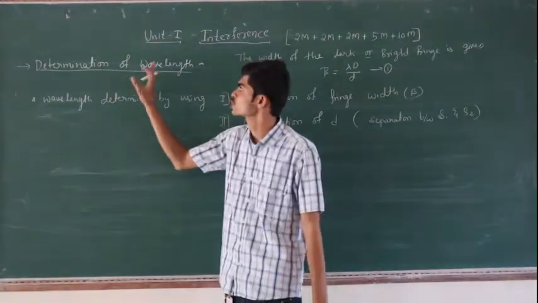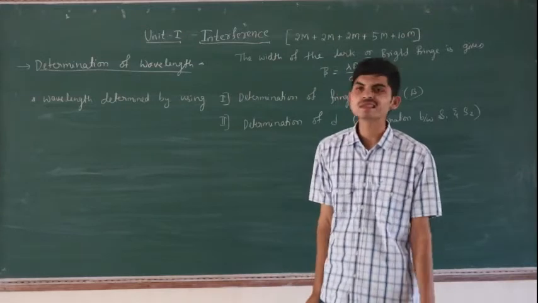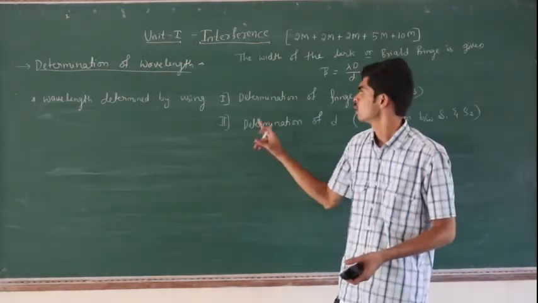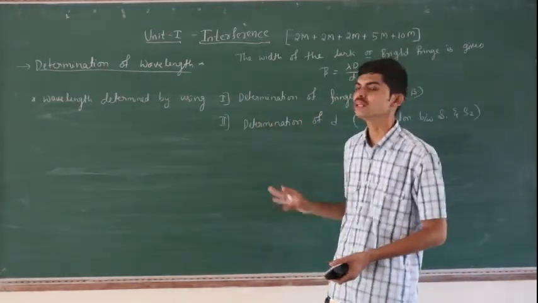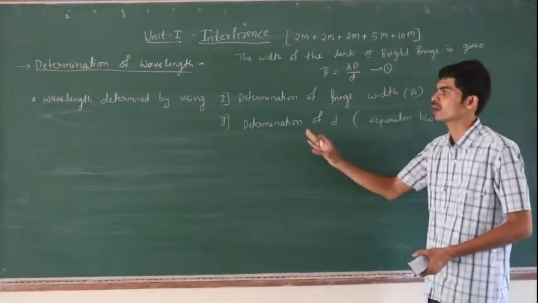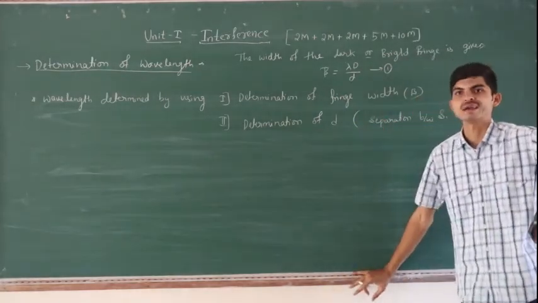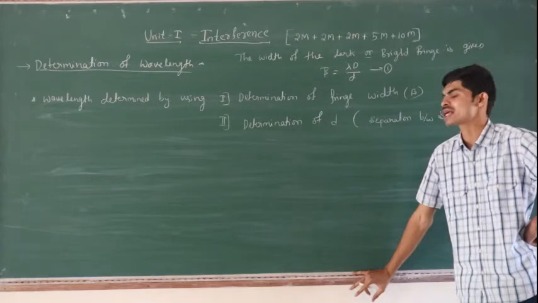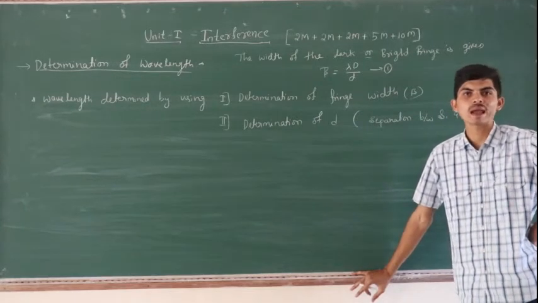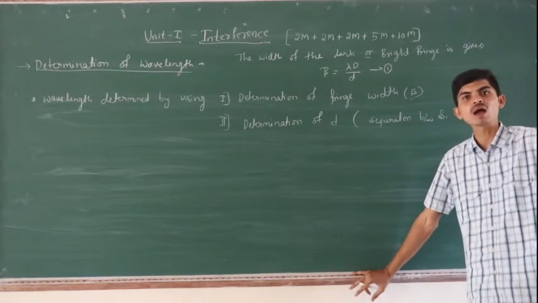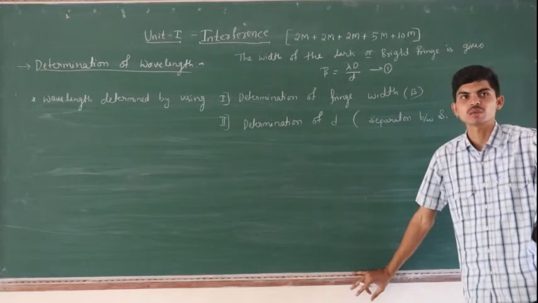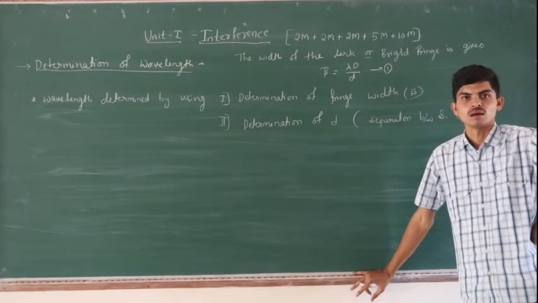Next, determination of wavelength. The wavelength is determined by using the determination of fringe width as well as determination of D. What is D here? This is the separation between S1, the virtual image, and S2, the virtual image.